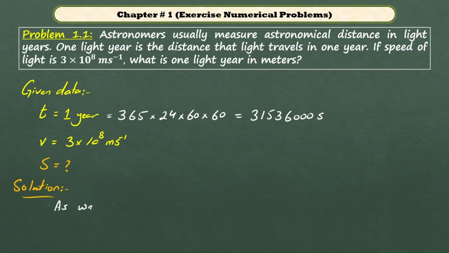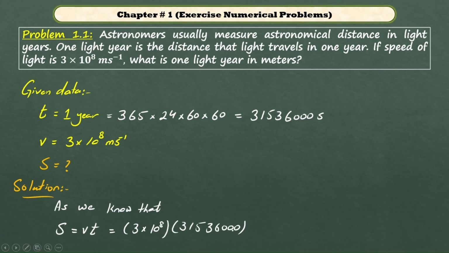as we know that s is equal to vt. By putting the values of v and t in this formula, we get 9.5 into 10 to the power 15 meters. So this is the required distance.